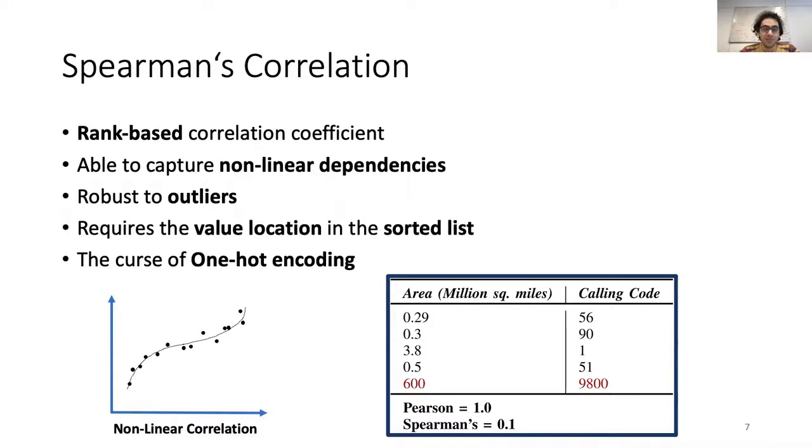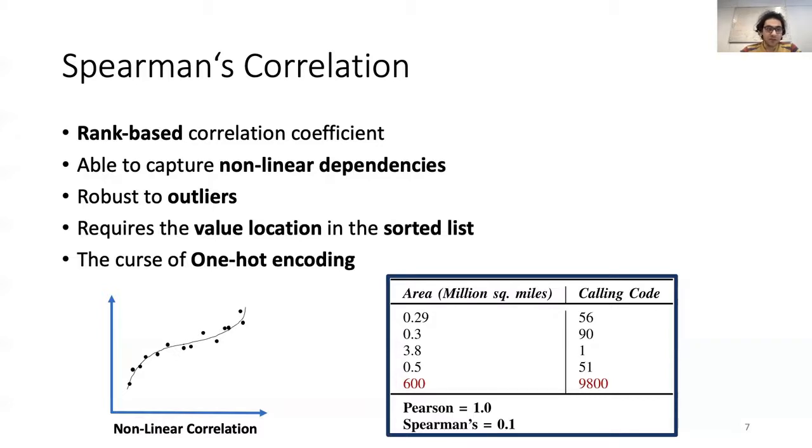Consider the depicted example here with two columns. As you see, there is no clear correlation between the area column and the calling code column of a country. However, in this example, there is an outlier row that has outlier values in each column. And that's why Pearson correlation is skewed by these outliers and presents a very high correlation value. On the other hand, Spearman's correlation is very robust to this outlier and shows a relatively low correlation value.